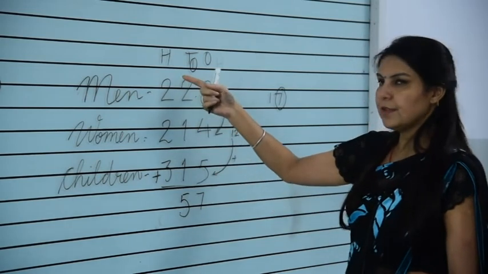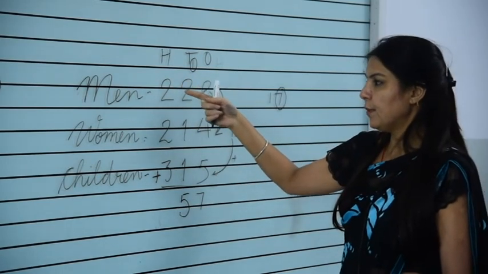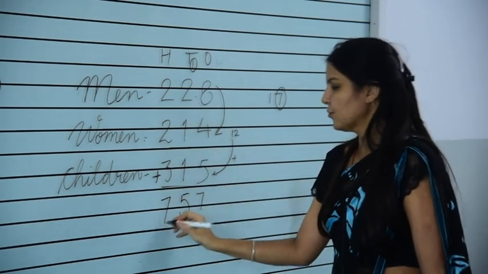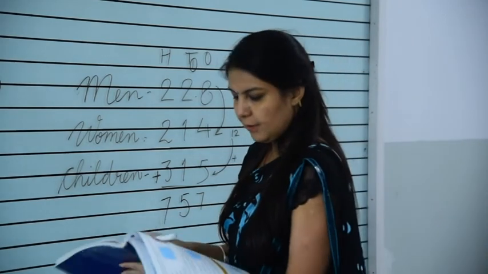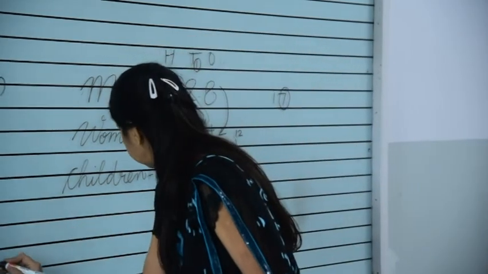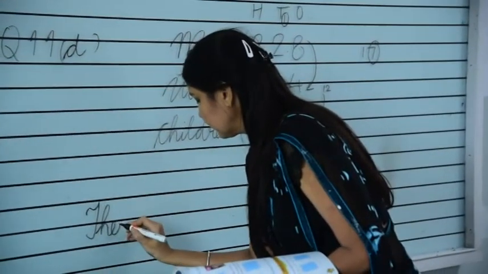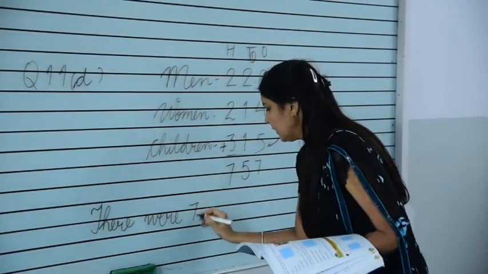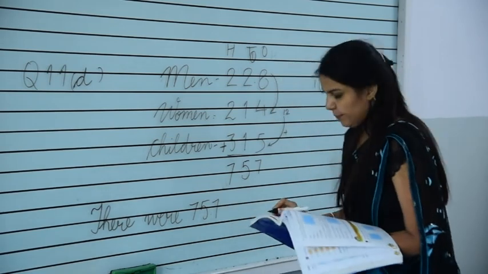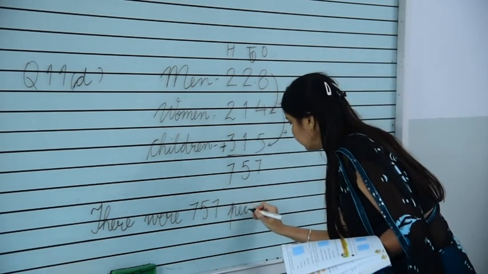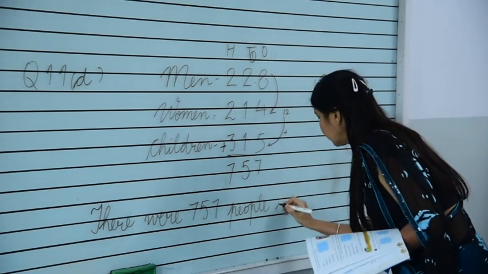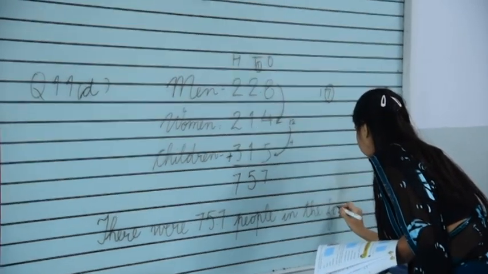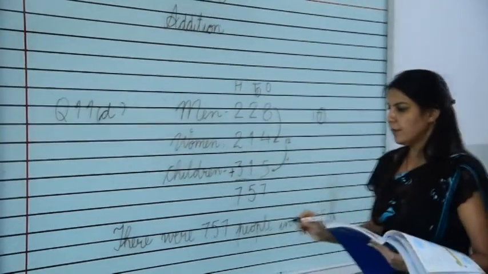Now add the digits which are at hundreds place. 2 plus 2 will be 4, 4 plus 3 will be 7. So how many total people are there in the fair? There were 757 people in the fair. This is the answer. I hope you have understood.